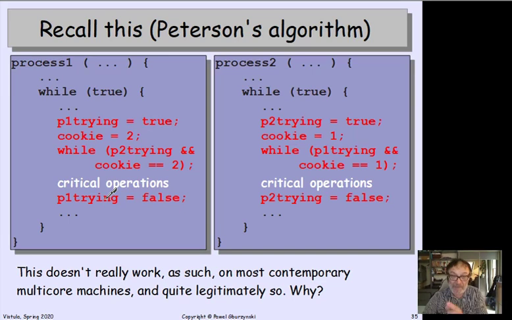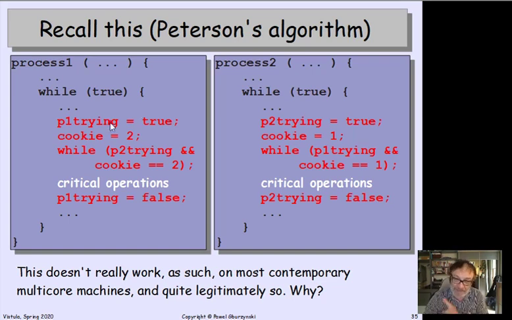Then, if the compiler has an even closer look, it may see that nobody really cares about P1 trying in this code. So who cares? Let's just discard it. The program isn't going to change its sequential semantics. When viewed locally, there's nothing that P1 trying is used for. So that's one thing that an optimizing compiler may do to your code.